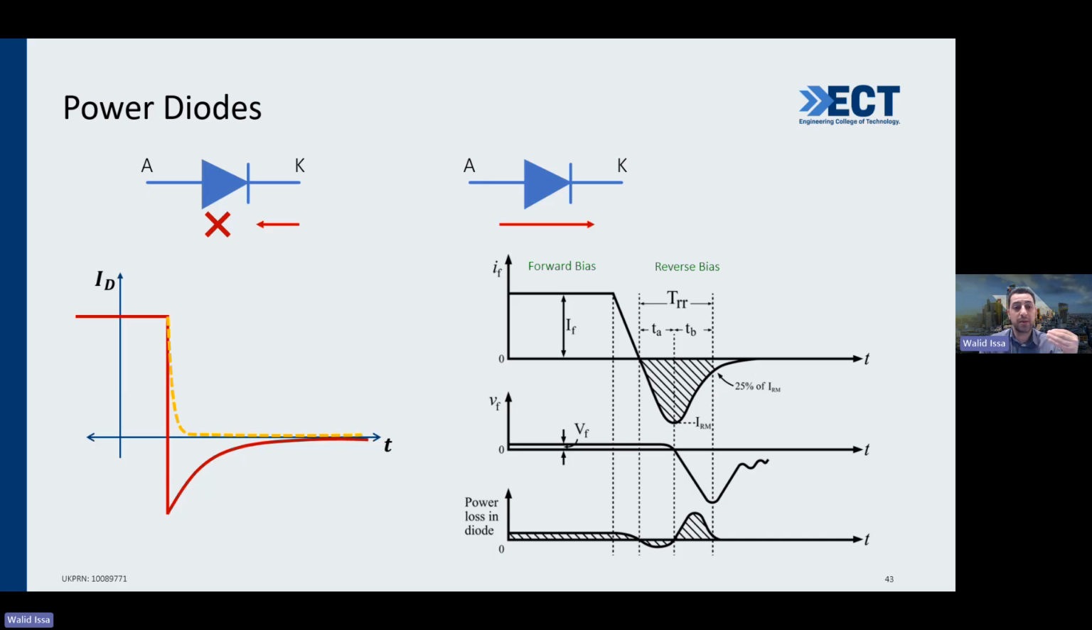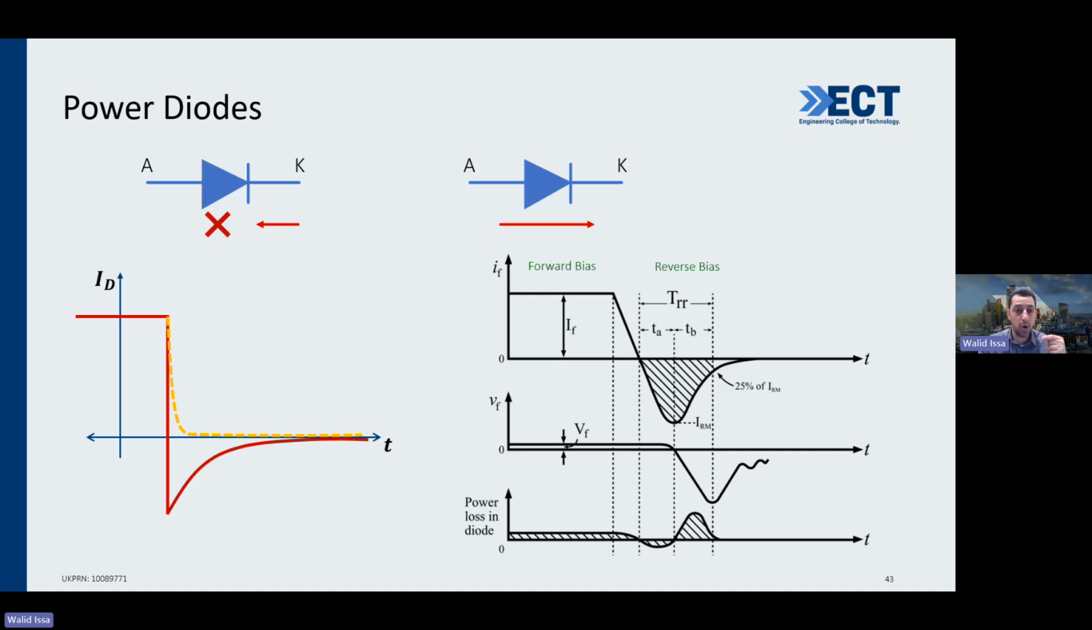Allowing some current from the cathode to anode will also bring losses and will make heat for that diode, and I might replace it with a faster one. So I want to find in the market, this time, by the way, is called the reverse recovery time. If I have a diode, I want to turn it on, yes. But when it turns off, I want that to be very fast.